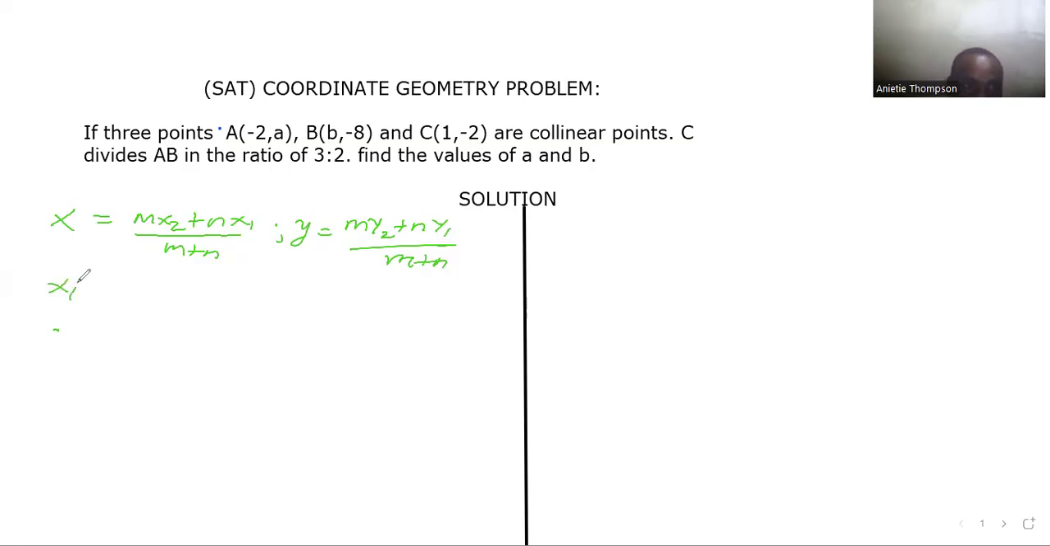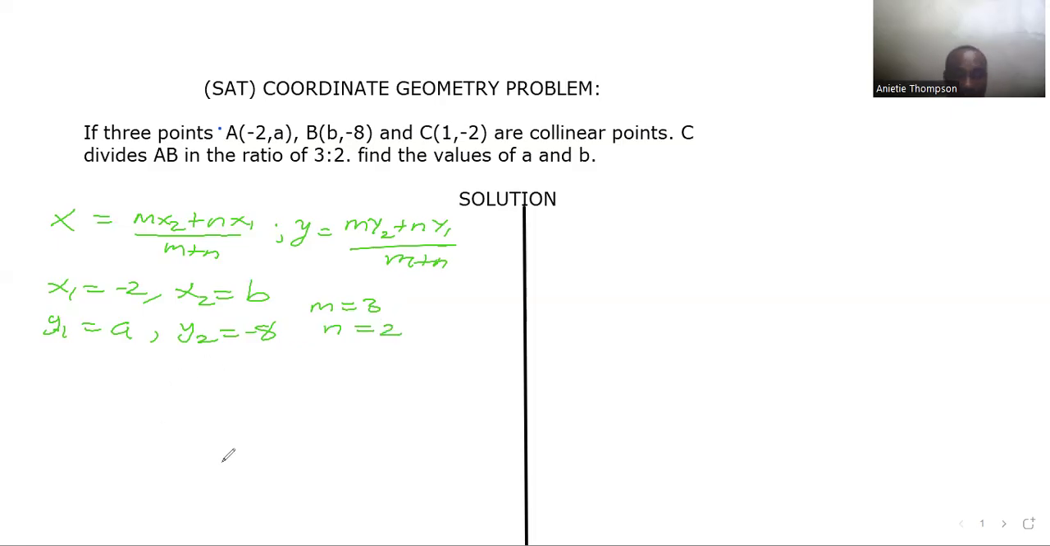If A is the first point, the first coordinate of A is x1. So that means x1 is equal to -2. x2 is equal to the first coordinate of the second point, that's B. Similarly, y1 is equal to the second coordinate of the first point, that is A, and y2 is equal to the second coordinate of the second point, that's -8. And in this problem, m equals 3 and n equals 2.